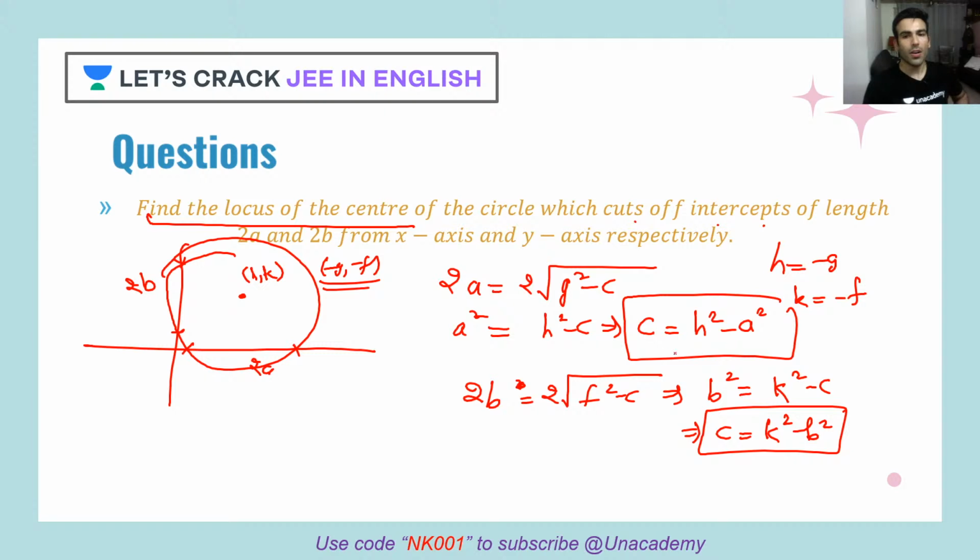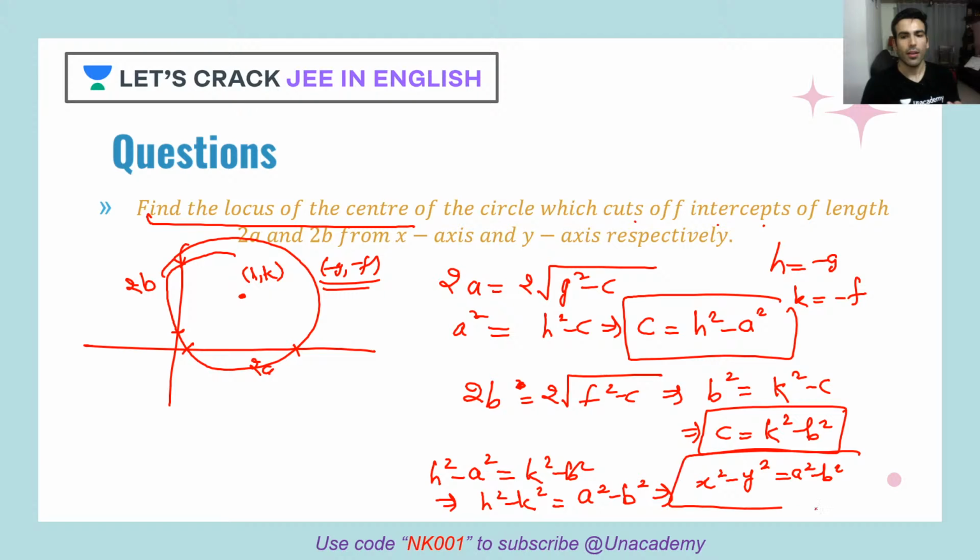Now, what is our third condition for locus? We have to eliminate the variable. The variable is c, so let's eliminate that. When I eliminate that, what do I get? h square minus a square is equal to k square minus b square, which turns out to be h square minus k square is equal to what? a square minus b square. I can further write it by replacing h as x and k as y. x square minus y square is equal to a square minus b square. This is the locus of my center.